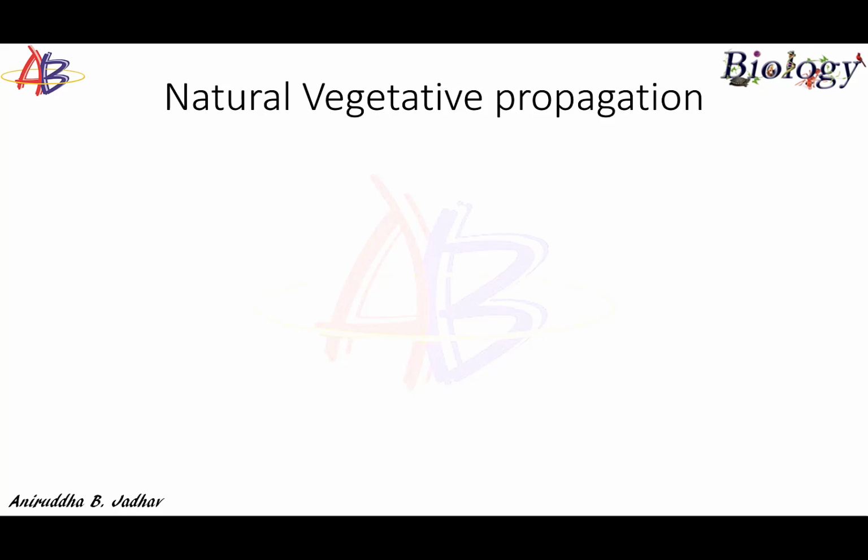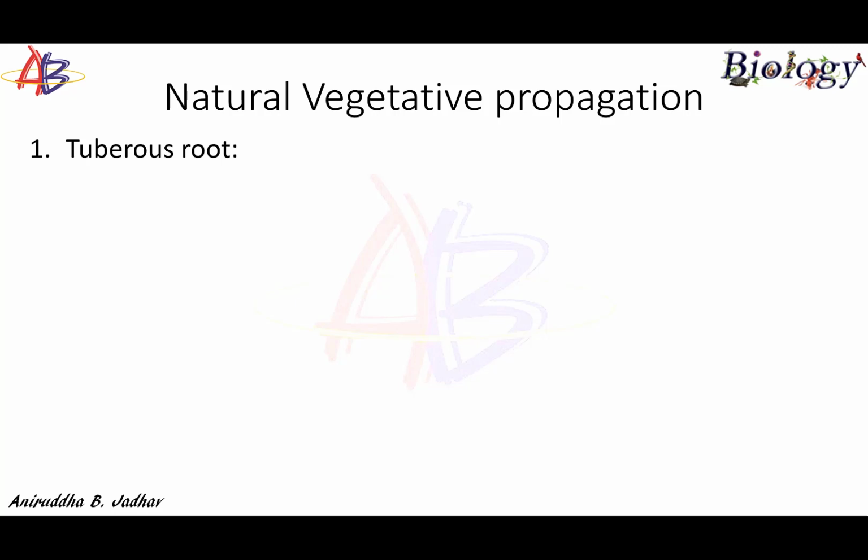In these methods, some vegetative part of the mother plant such as root, stem and leaves acts as propagules. The propagule grows to form an independent plant under favorable conditions. The natural vegetative propagation can be studied under various headings based on the part of the plant which is participating in the process. So the first type is tuberous root.